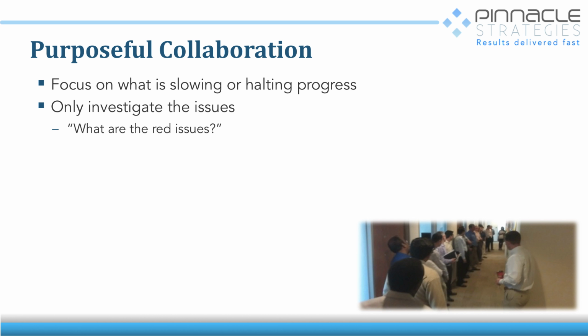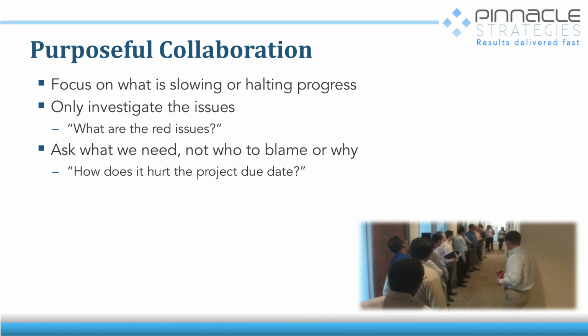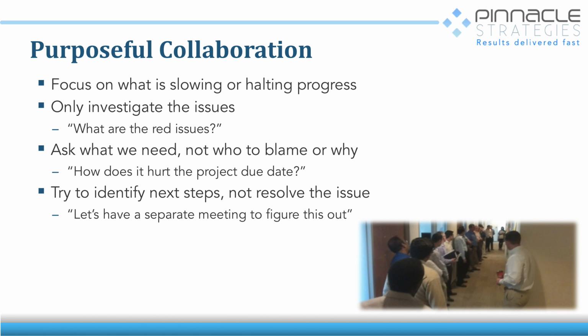So by default, what we're doing is we're setting a priority system that says, hey, if it's stopped, this is the top priority. Everybody has to be focused on this. We know what needs to be done. And we are turning our attention away from the people on the team to the work of the team. So in our collaboration process, what we're teaching people is what do we need to do, not who, why is it there, and what went wrong, right? We ask what we need and how does it affect our project delivery day? And we try to identify what those next steps are and not fix issues.